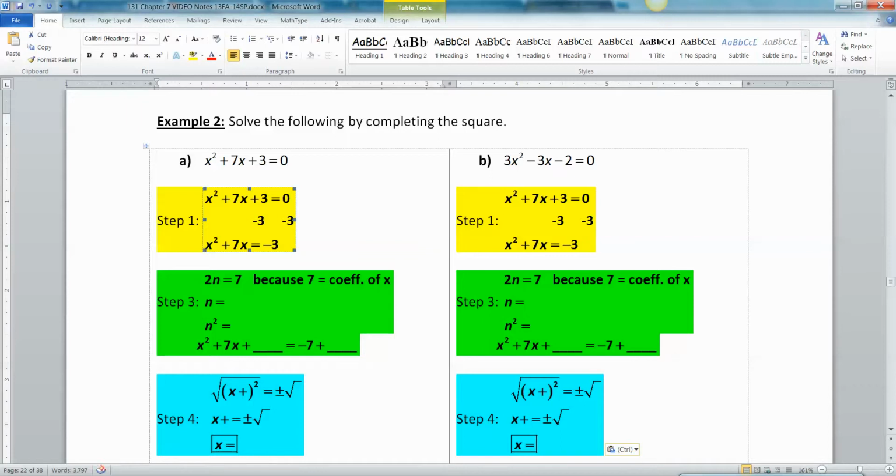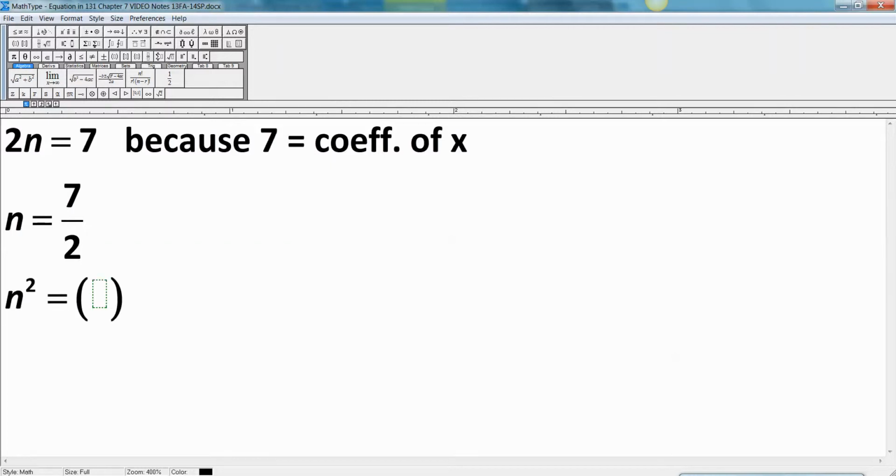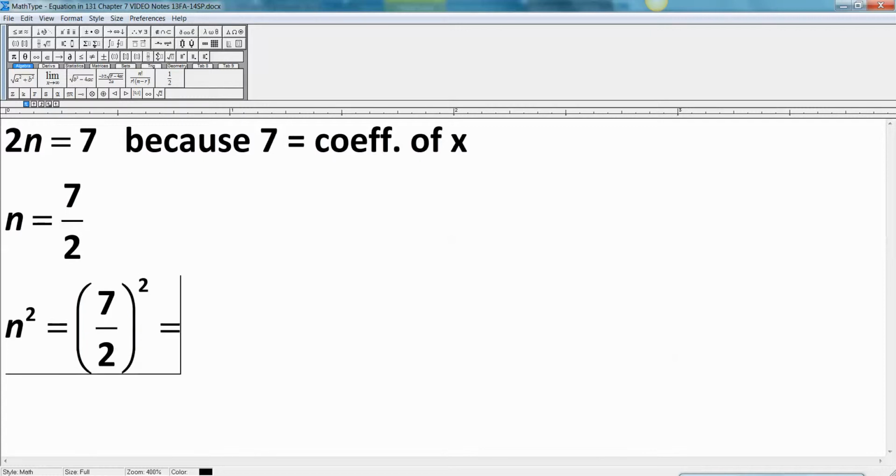So that's not necessary. Now I need to figure out what my n is so that I can find my n squared. So if 2n is equal to 7, because that's my x term, then n is equal to 7 over 2. Yes, leave it as a fraction. Now n squared would be 7 over 2 squared. Well, that is 7 times 7, which is 49, 2 times 2, which is 4. So 49 over 4.